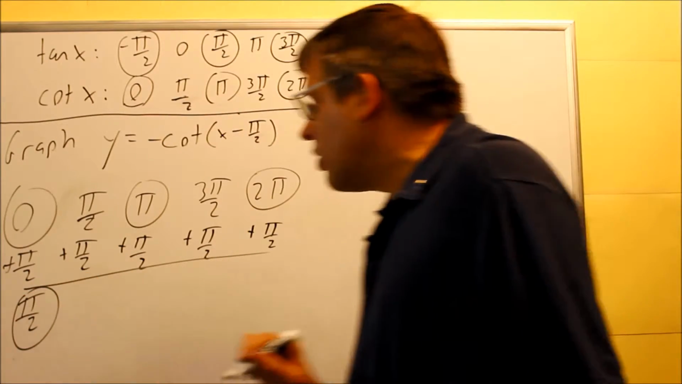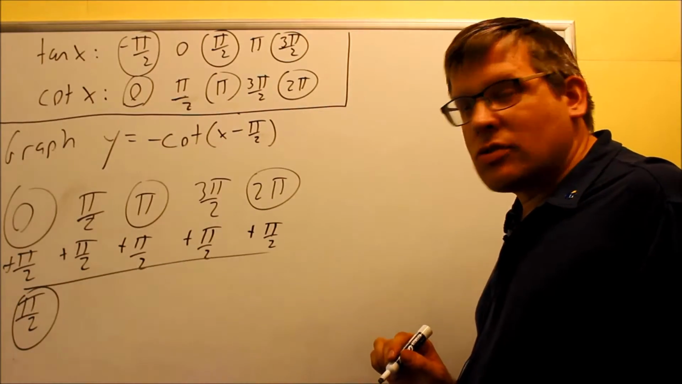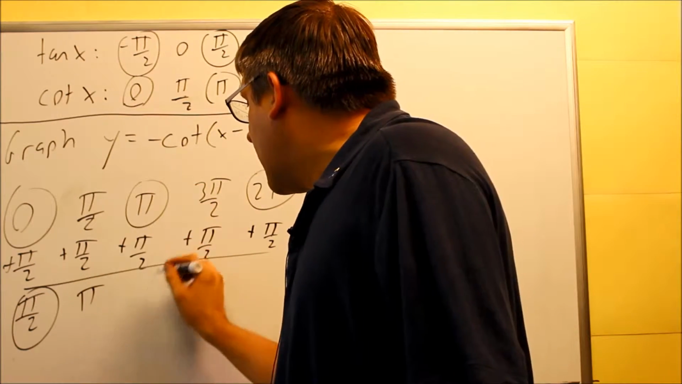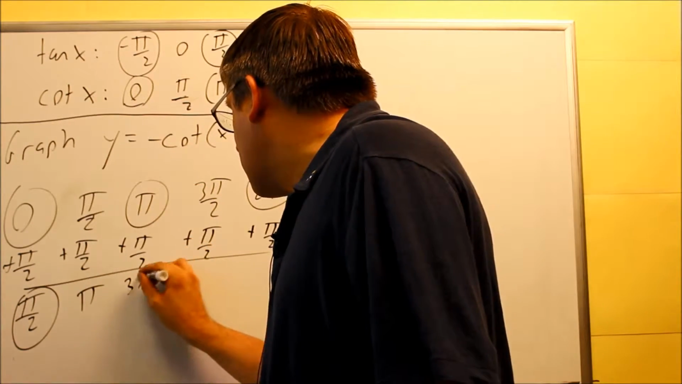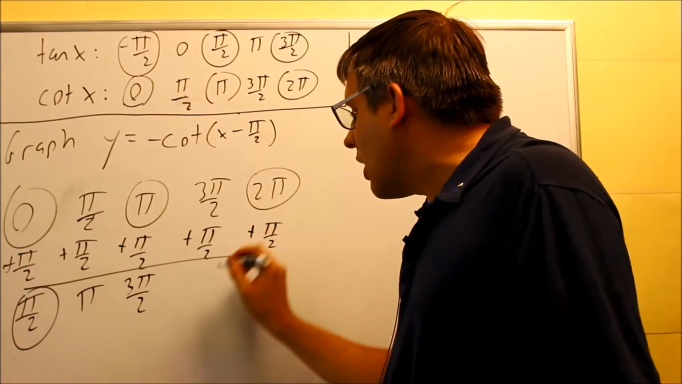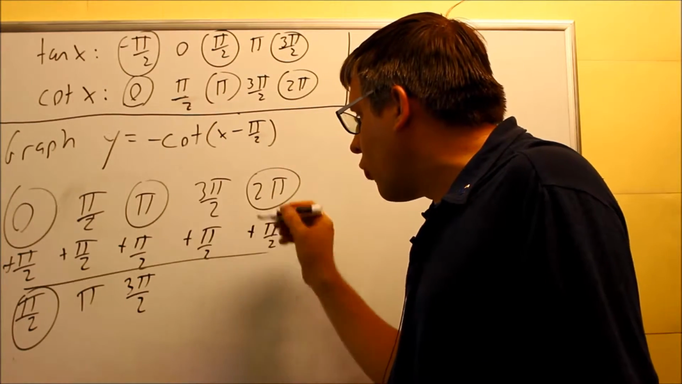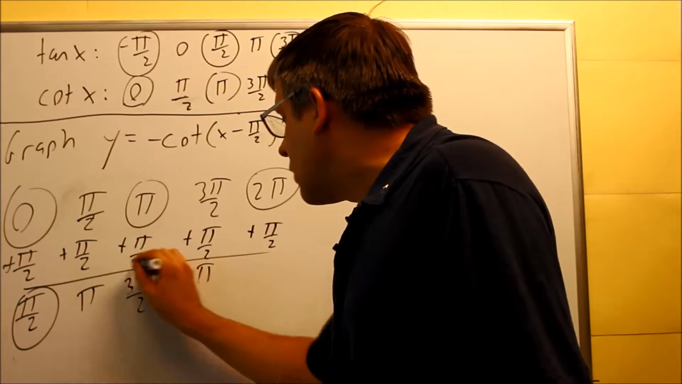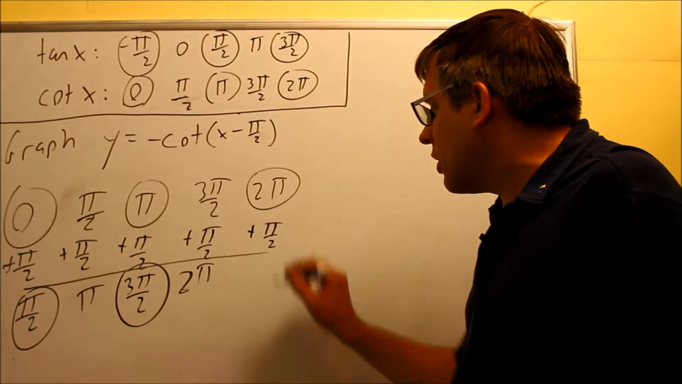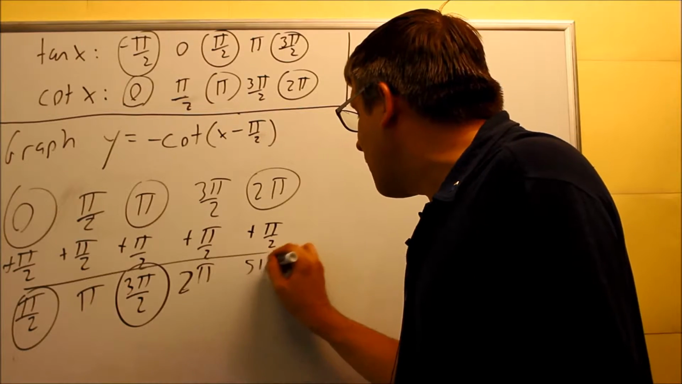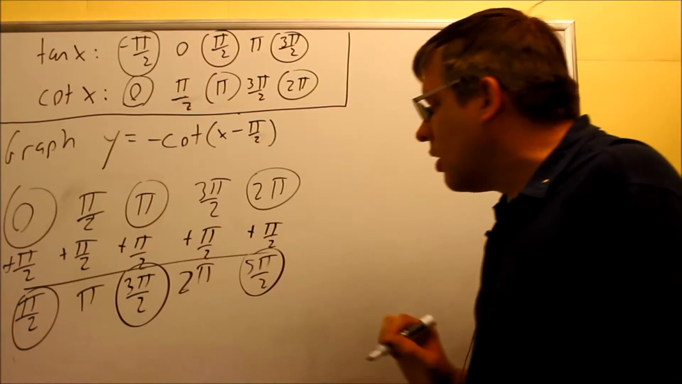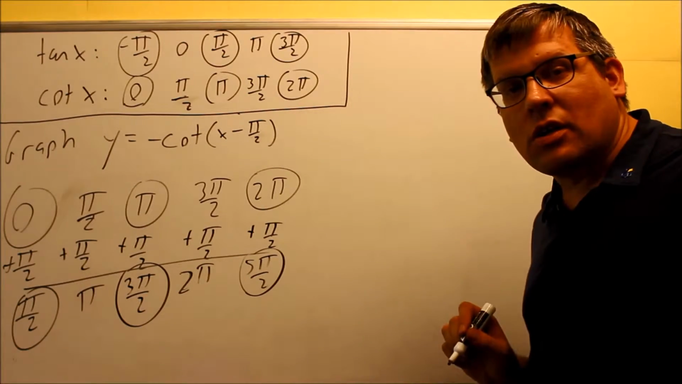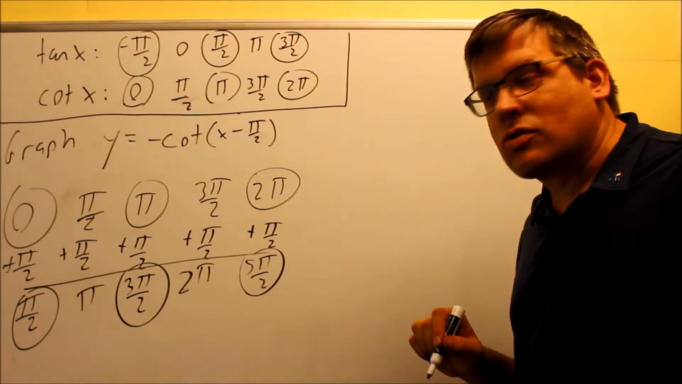I'm going to circle that one. That's going to be my new vertical asymptote. Add these together, you get pi. Pi plus pi over 2 is 3 pi over 2. Add these together, 3 plus 1 is 4 pi over 2, or 2 pi. This one here is going to have a vertical asymptote. And the last one, when you add that together, is 5 pi over 2, and that's going to be a vertical asymptote there. The ones that are inside here are the x-intercepts.